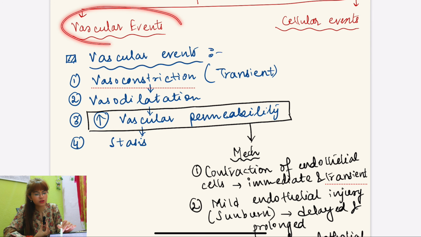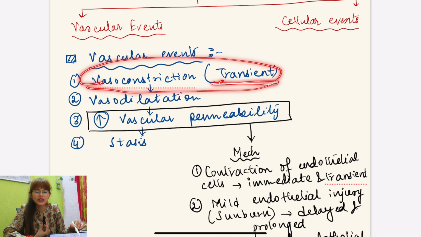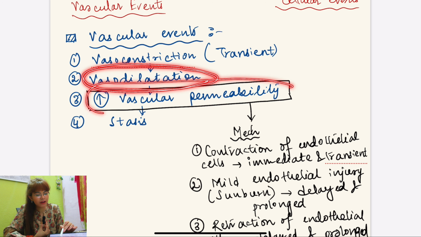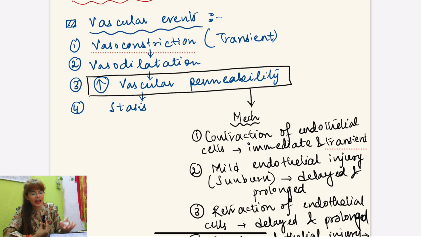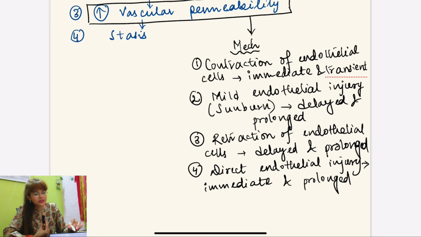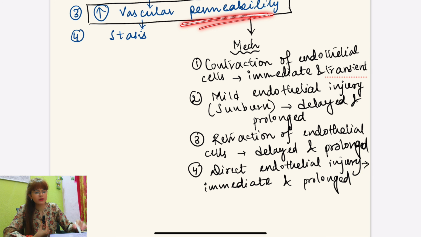What happens in vascular events is that first there is vasoconstriction, which is transient, only for a few seconds or a few minutes, and then it is followed by the most important part, which is vasodilation. After vasodilation there is an increase in the vascular permeability, after which there's going to be stasis. The increase in vascular permeability has some mechanisms. What are the mechanisms of increase in vascular permeability?